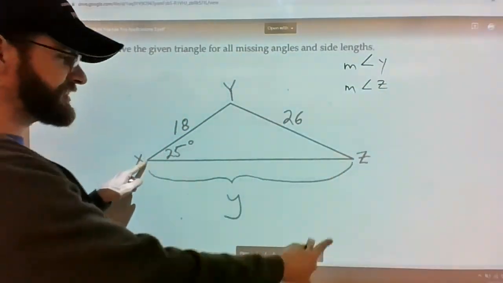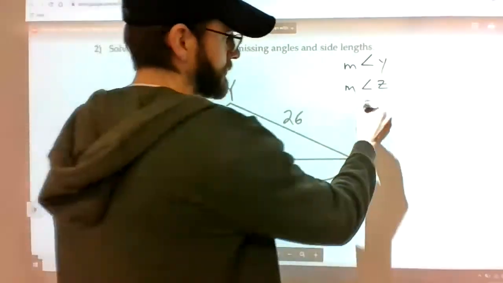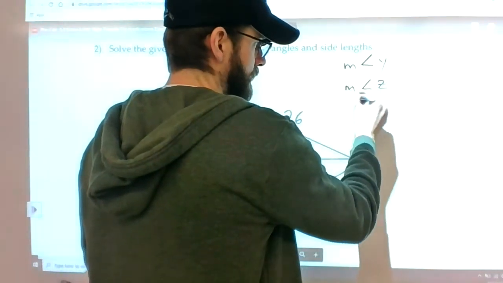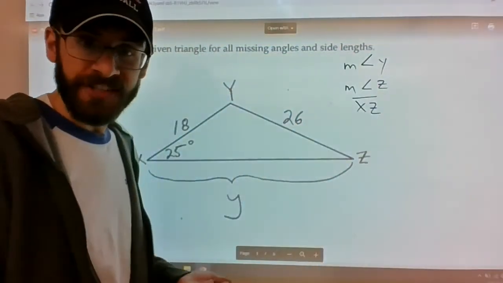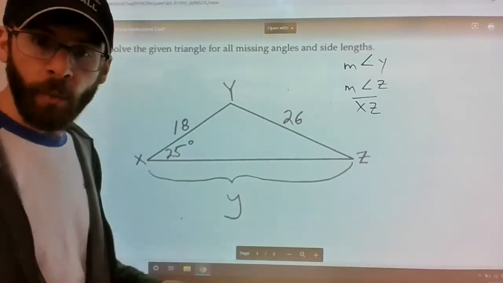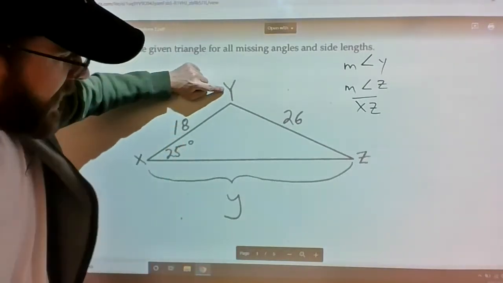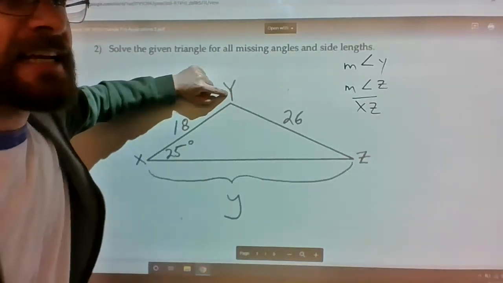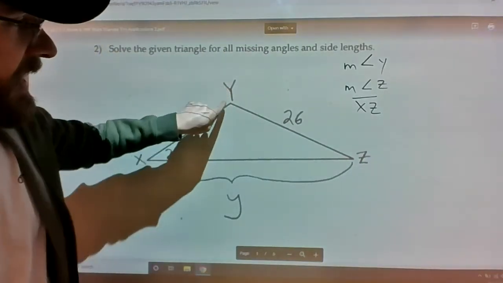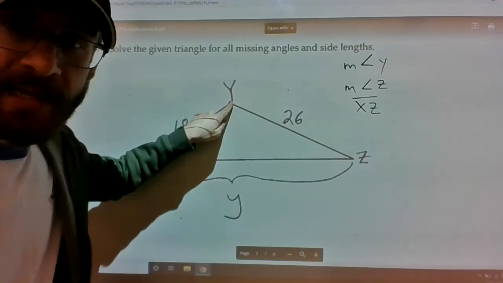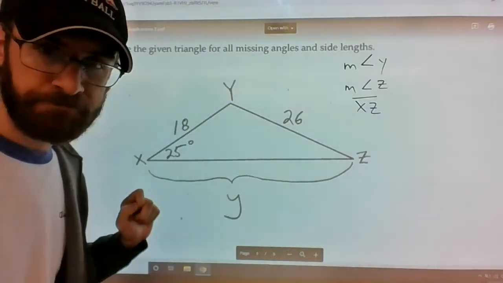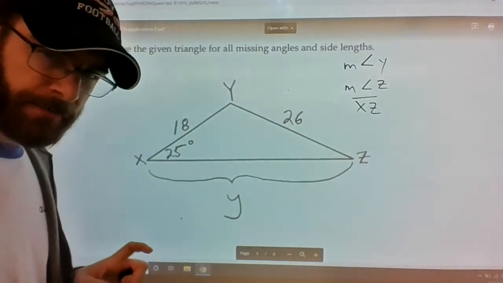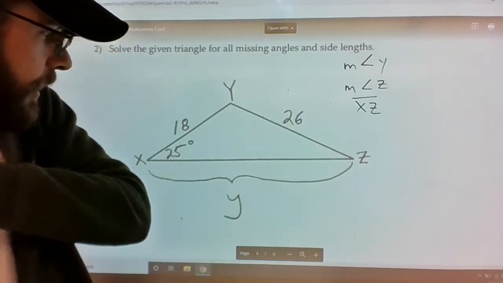I probably could have just said XZ for the segment length, but I called it Y anyway because a lot of times it is appropriate. It's commonplace to say that opposite capital Y is lowercase y. So just throwing that out there. You'll see that quite a bit from here on out.